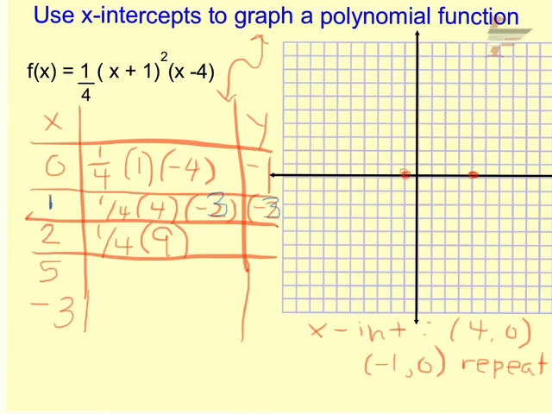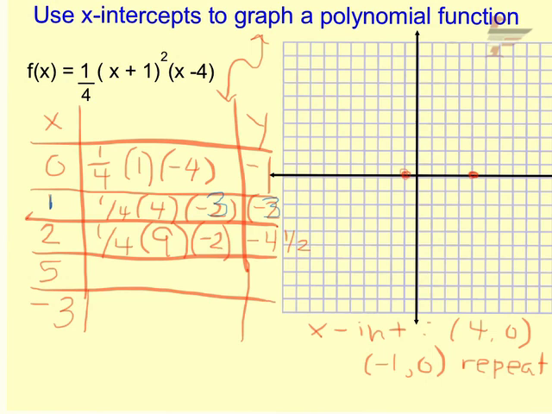Okay, so back to 2. 2 plus 1 is 3. 3 squared is 9. 2 minus 4 is -2. And 1/4 of -2 would be -1/2, and -1/2 of 9 is -4.5.